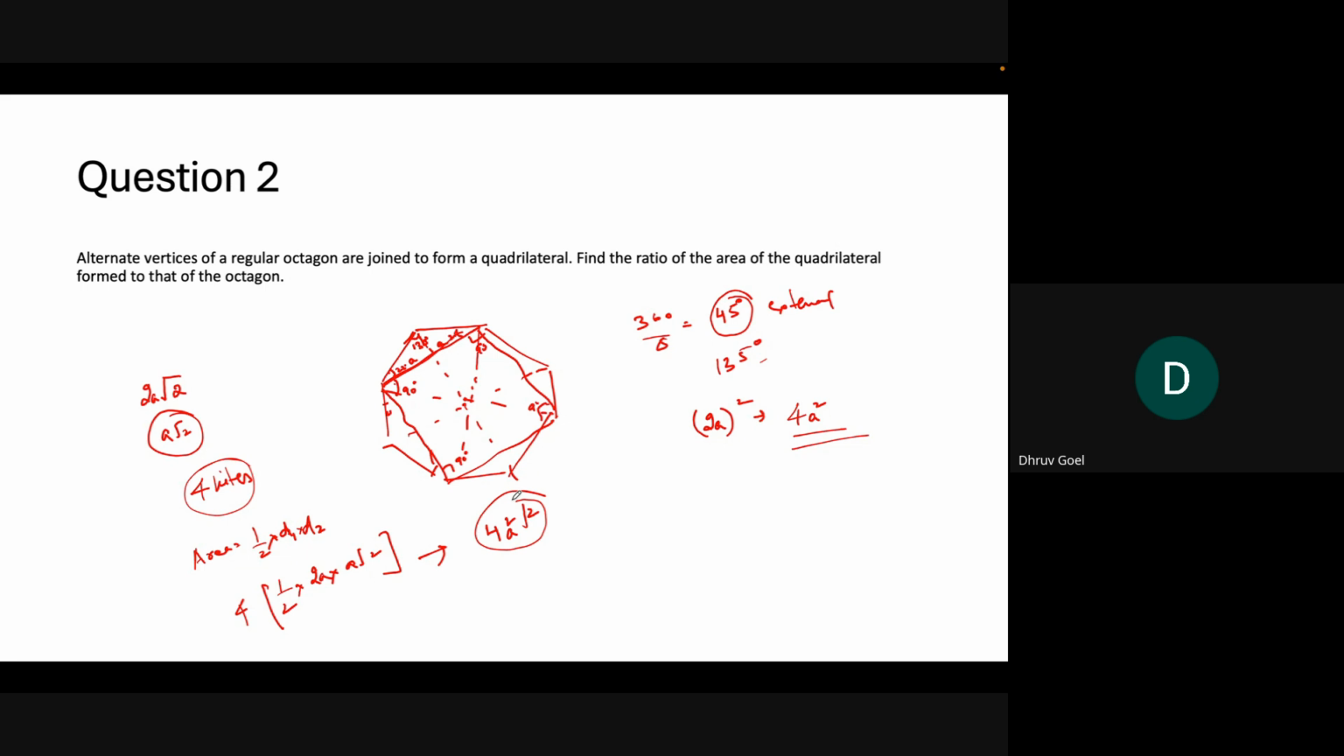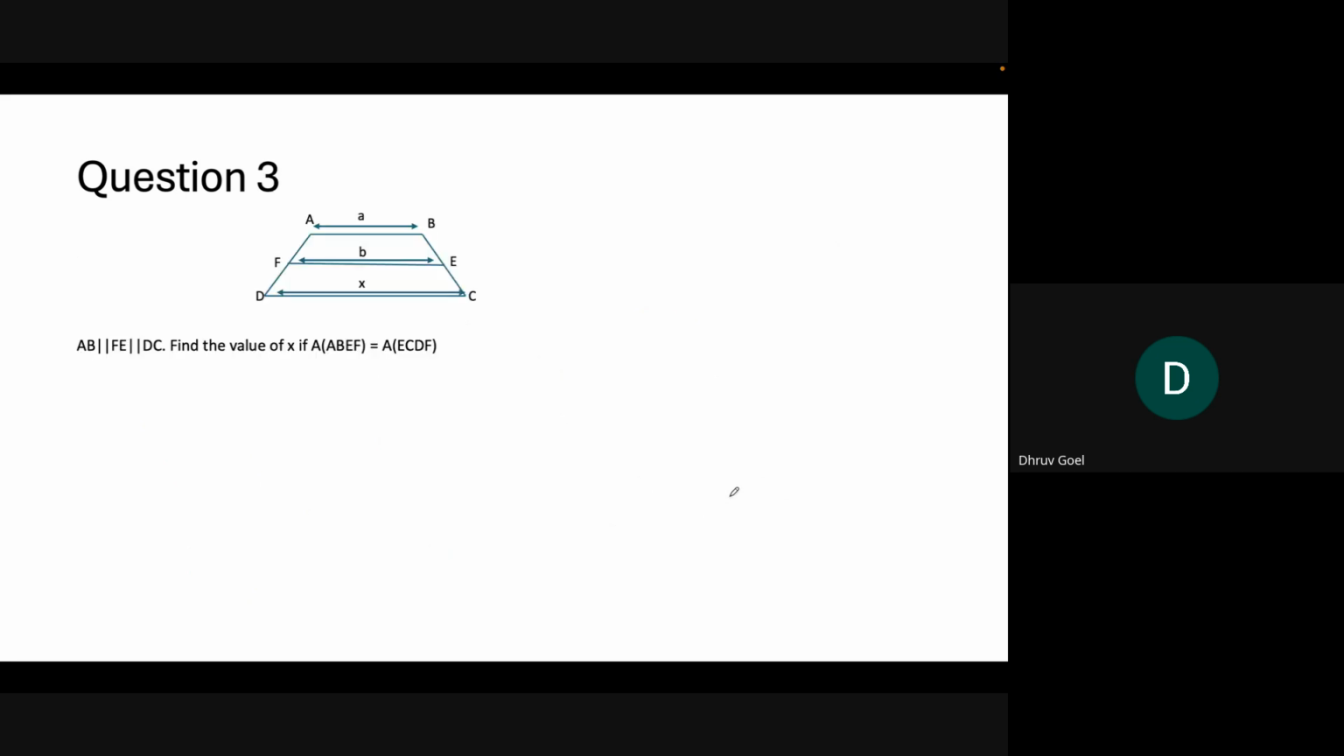Now I'll find out the ratio of the area of the quadrilateral to that of the octagon. So that means 4a square divided by 4a square root 2, and I'll get the answer as 1 by root 2. I hope this question is very clear. So we have solved it with the help of symmetry.